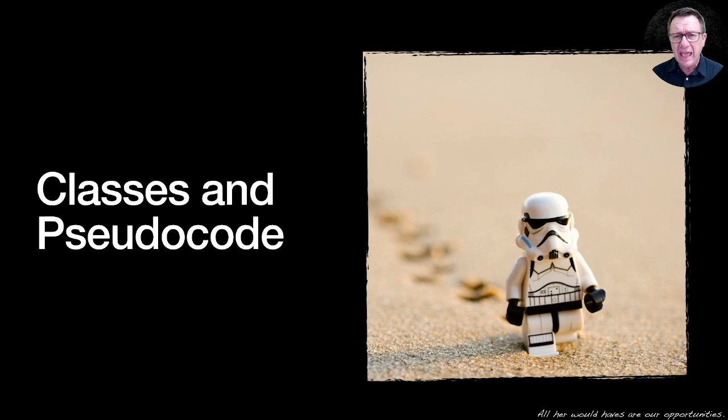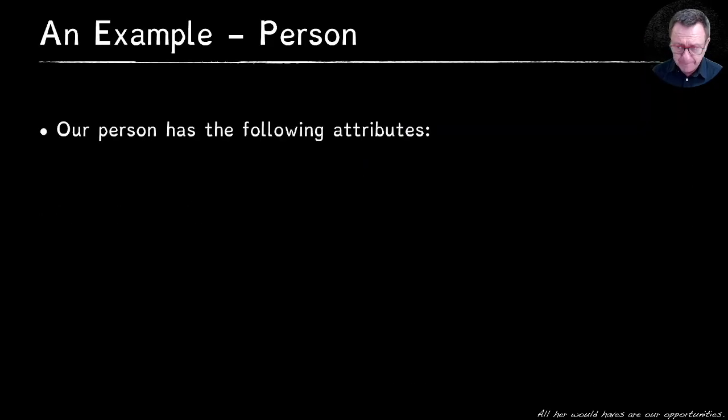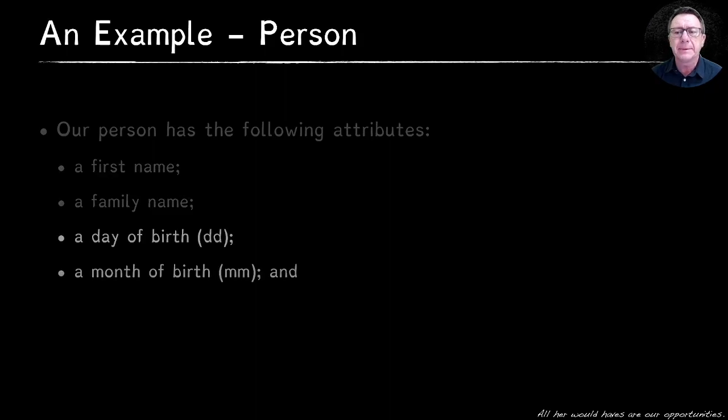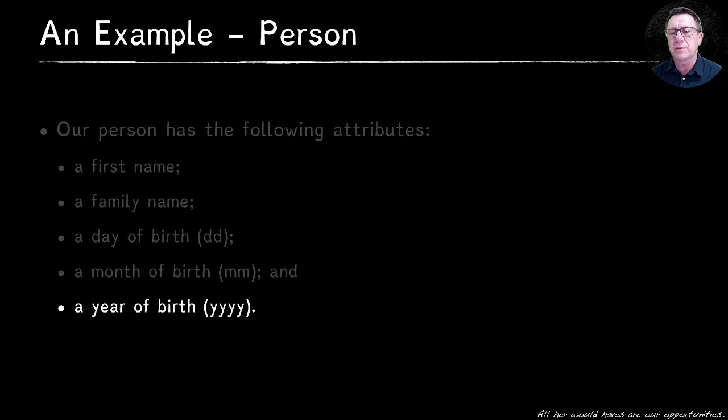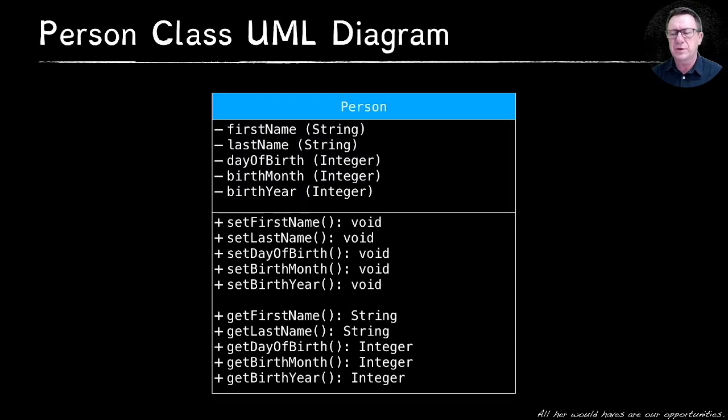Let's take a look at classes in pseudocode. We've got our person with the following attributes: a first name, a family name, day of birth, month of birth, and a year of birth. That's enough for now. Here is our UML diagram, and it's pretty full if we look at it. You can see all of these class fields.